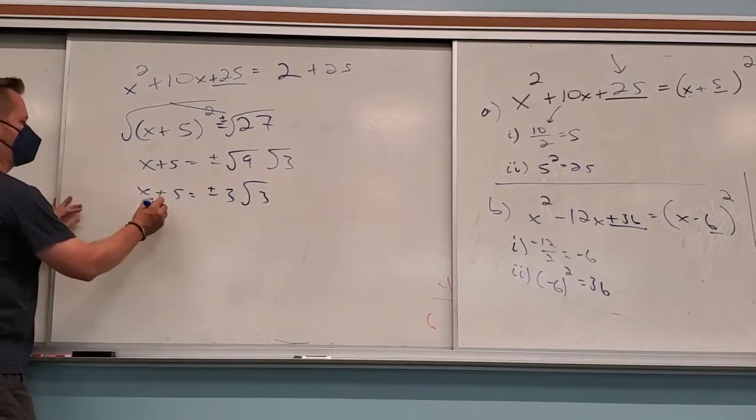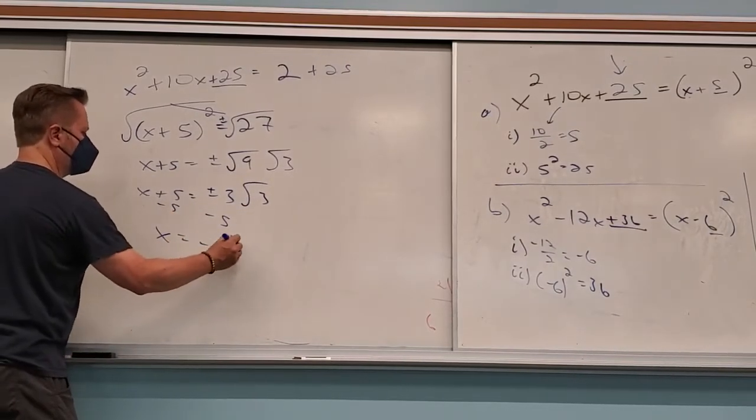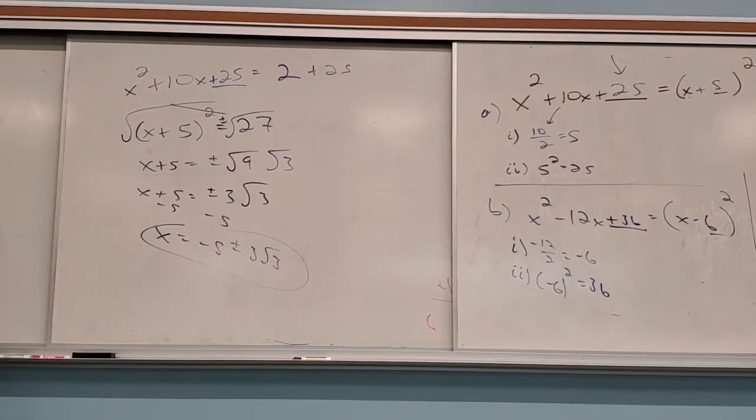And then, of course, the last step is just to subtract 5. It's almost nice when you get a radical because you just have to write the whole thing out. You don't have to actually put anything together. You're done. I don't know what negative 5 plus or minus 3 radical 3 is. They're not like terms. So I'm good.